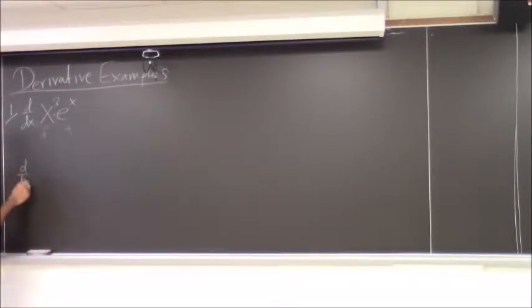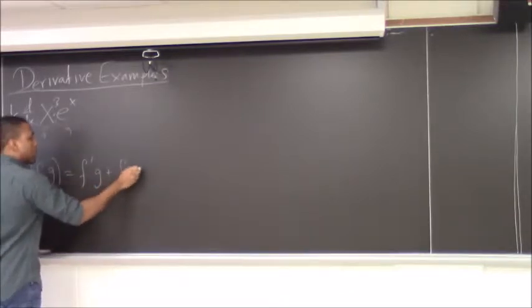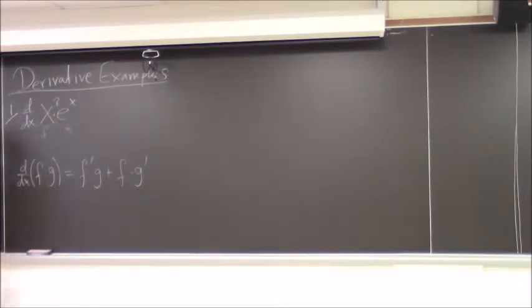f of x times g prime, the derivative of g of x, plus g of x times the derivative of f of x. Differentiate one at a time, add them together. I probably memorize the way where the f prime comes first to carry over to the quotient rule. But that's basically it. You differentiate one at a time, you add them together.